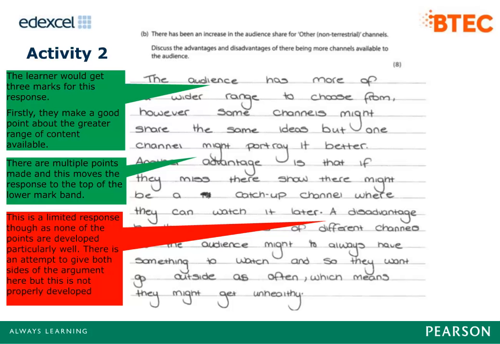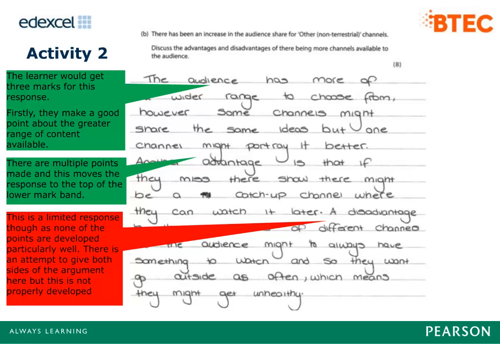This response receives 3 marks. The response is at the top of the lower mark band for this question. The learner makes 4 points in total, so this can be seen as a range, although none of them are particularly well developed, and the second point is questionable as an effect of wider channel choice.